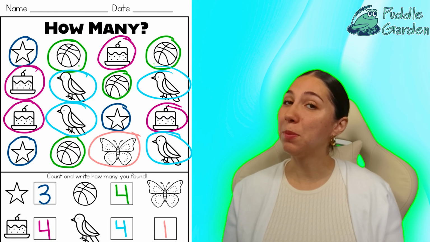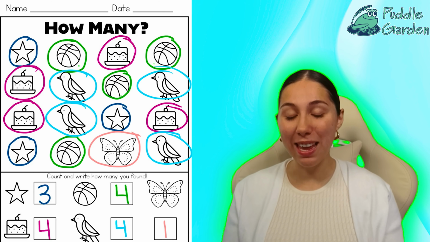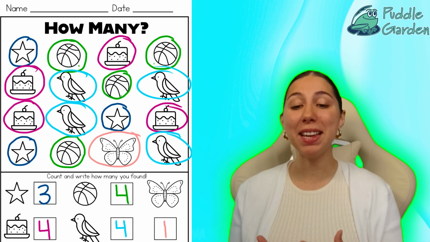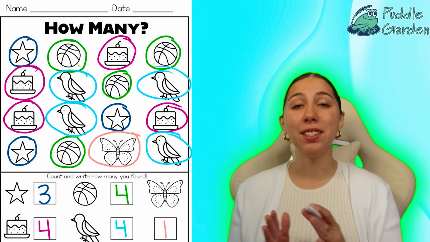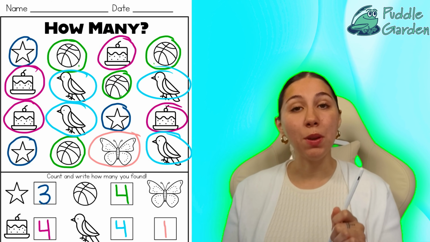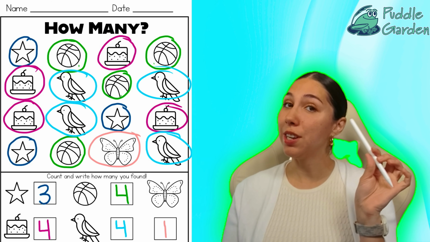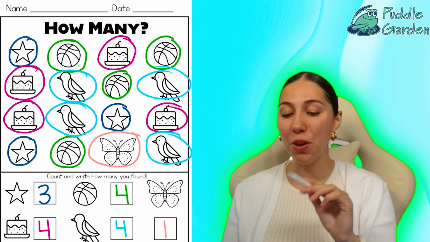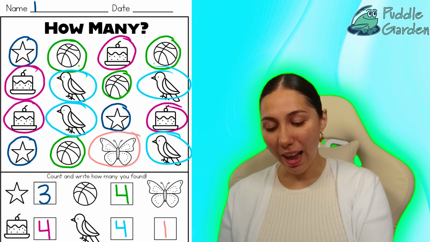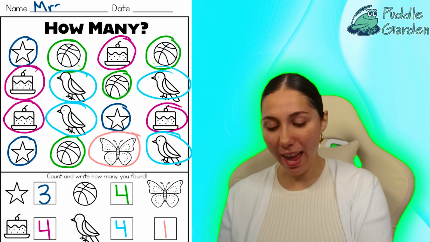Though I realized we forgot to write our names. It's important to write our names because when you work so hard on something, you don't want it to get lost. You would like it to be returned to you. So the first thing we do when we get our page is we pick up our pencil and we write our name. So I'm gonna come up here. I'm gonna write Mrs. K.